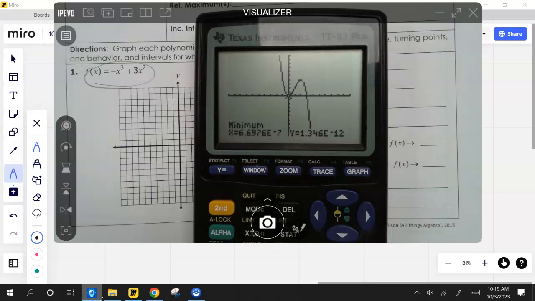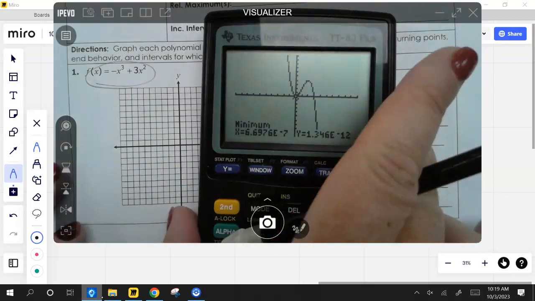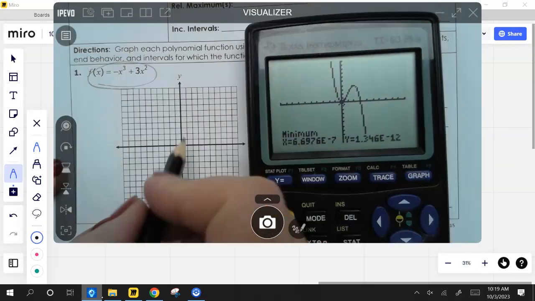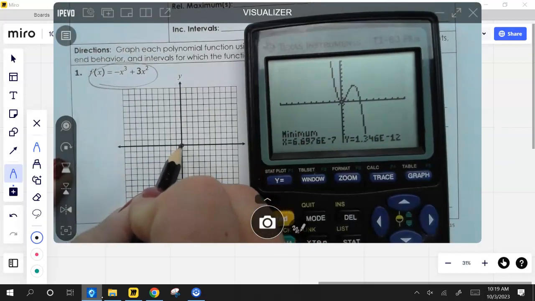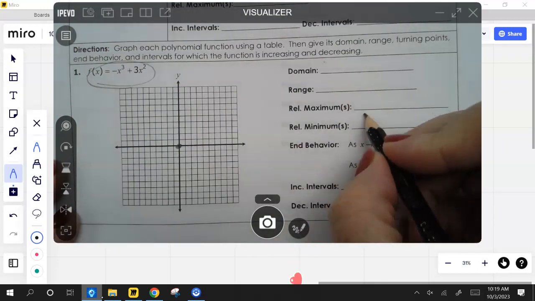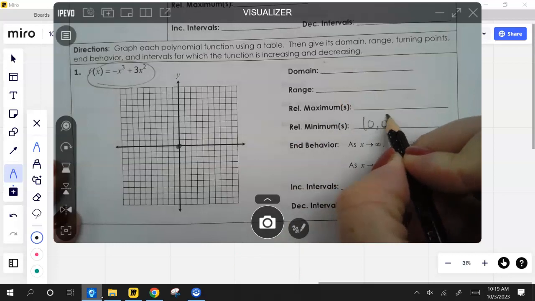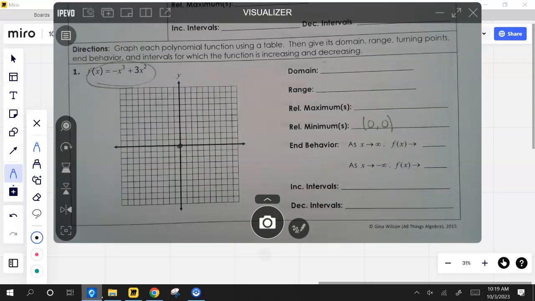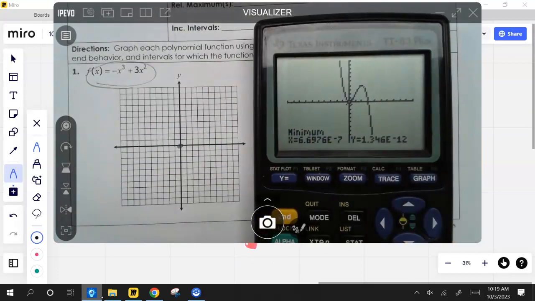All right. So my minimum here is 0, 0. I'm going to go over here to my graph, and I'm just going to put a point at 0, 0 because I know that that's my minimum, and I'm also going to come over here and write that I have a relative minimum at 0, 0. And it is relative. It's not absolute. There are no absolutes on this one.